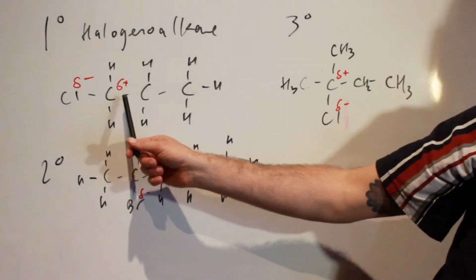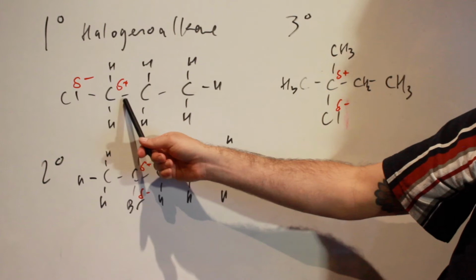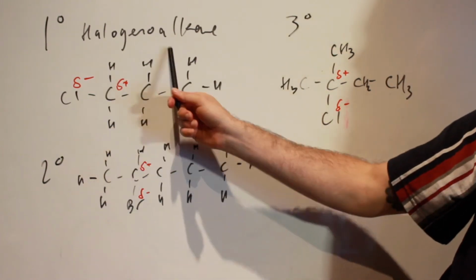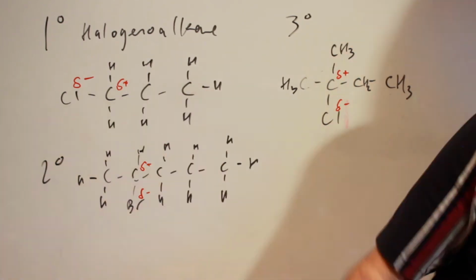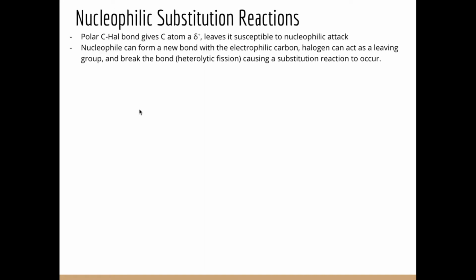So let's start with our nucleophilic substitution reactions. Our polar carbon-halogen bond gives an electrophilic carbon, like we just saw, delta positive on the carbon, leaving it susceptible to nucleophilic attack. With the partial positive charge, this carbon can act as an electrophile, which means if a nucleophile is looking for a nucleus, we could potentially get a substitution reaction occurring with a nucleophile, thus nucleophilic substitution.